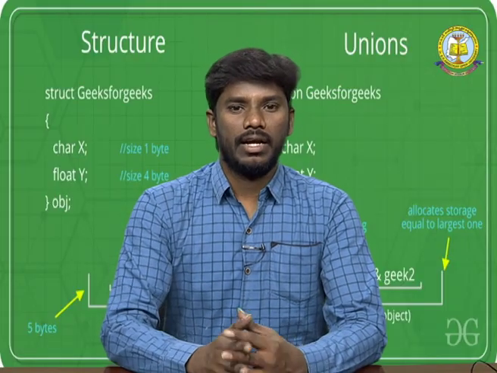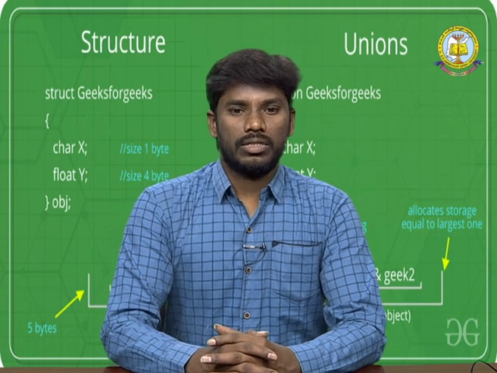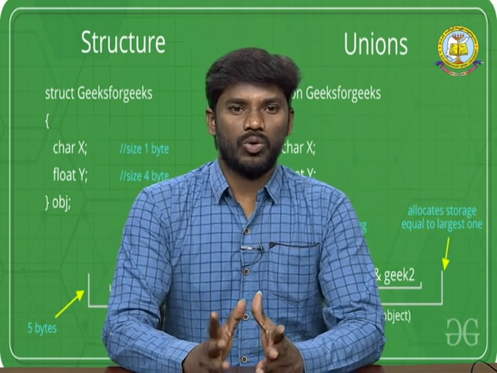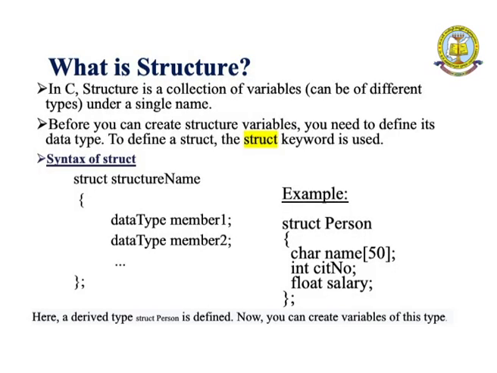These three values, three things about the person, I just want to store in the memory. For that I have taken three different members: char name[50], citizen number, and salary. Salary may be a decimal or an integer, so that is why I have taken it as float. So, this is an example.